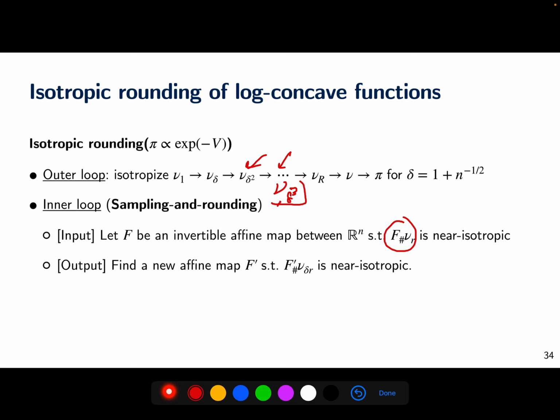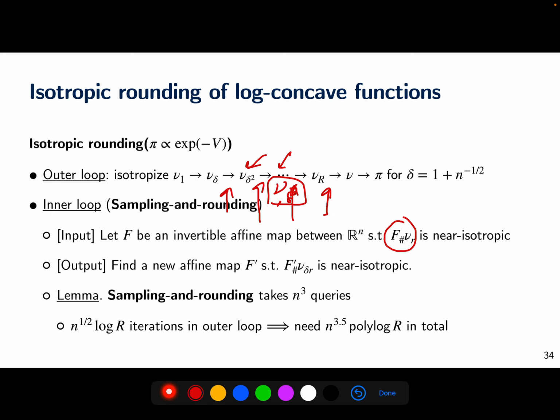Your next distribution with respect to this new affine map is near isotropic. So by running the inner loop for each of these pairs, we can successfully pass this isotropy from one to the next, right? And one of our results is that the sampling and rounding takes n cubed queries, and because there are square root n many iterations in our loop, we need n to the 3.5 queries in total.